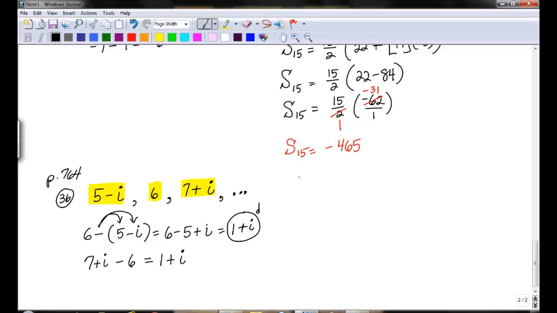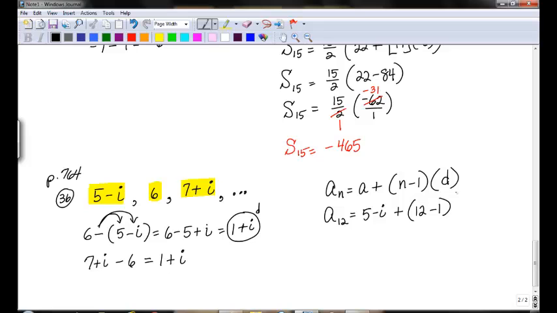So it's not the sum formulas. It's back to a sub n equals a plus n minus 1 times d. 12th term, so a sub 12. First term is 5 minus i. n is 12. Common difference we figured was 1 plus i, and that needs to be in parentheses.